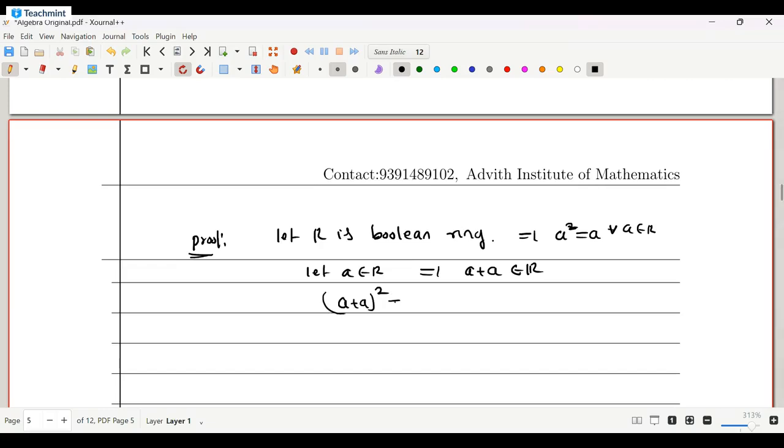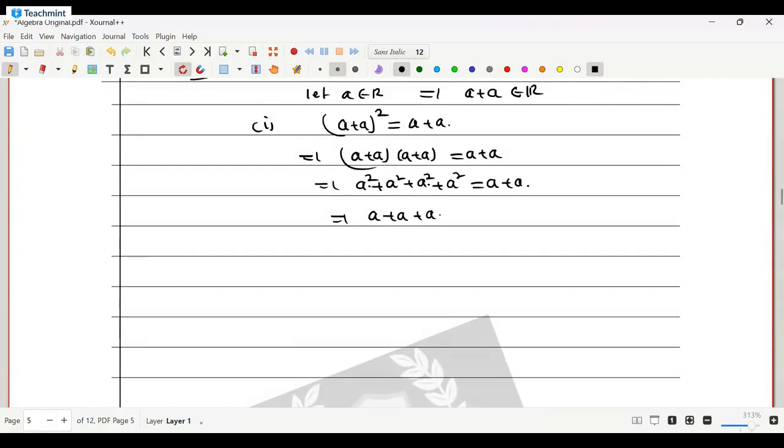Now consider: since R is a Boolean ring, (a plus a) whole square equals, by definition, a plus a. So (a plus a) into (a plus a) is equal to a plus a. Multiplying, a into a is a square, plus a into a is a square, plus a into a is a square, plus a into a is a square, which is equal to a plus a. Since a belongs to R, a square is equal to a. So a plus a plus a plus a is equal to a plus a.